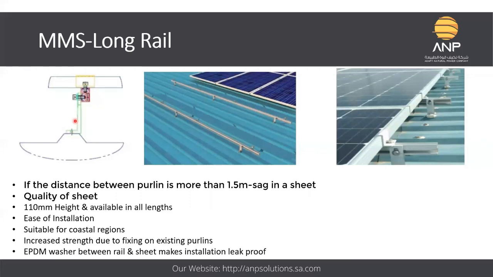Then you have to install the rail on that particular L-Kilid, and then on the top of that rail, you have to install the solar PV modules by means of clamps, L clamps and mid clamps. As you can see here, there is sealant used. That sealant is used to avoid any future leakage in this particular sheet.